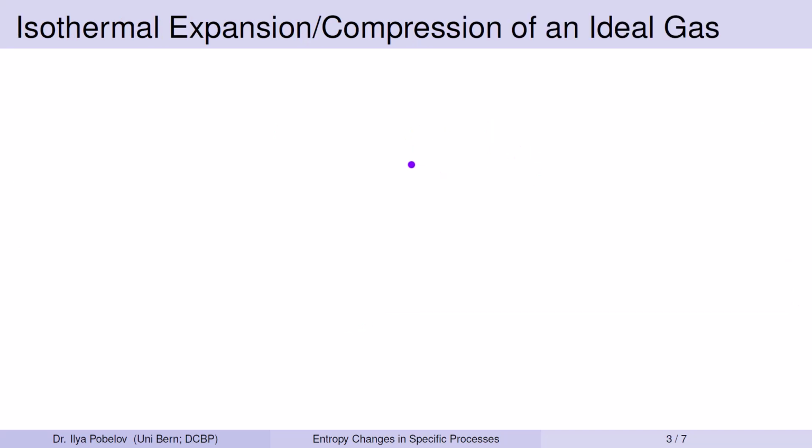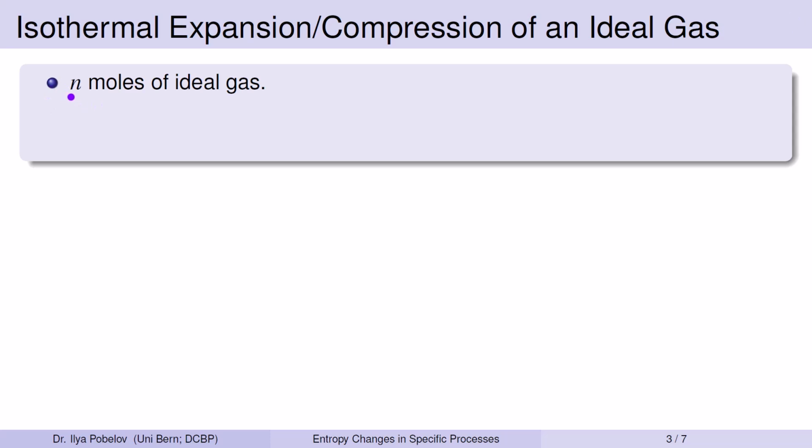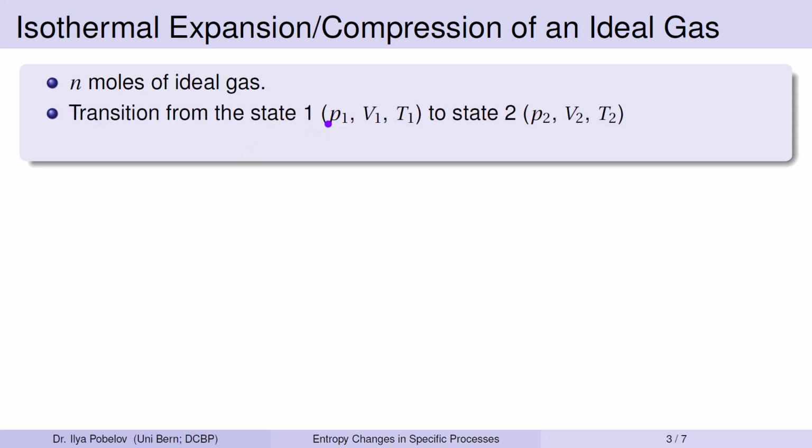Now let's look at another typical state change, an isothermal expansion or compression of an ideal gas. As a system, we consider n moles of ideal gas. Its state 1 is characterized by pressure P1, volume V1, and temperature T1. State 2 is defined by P2, V2, T2. The state change is isothermal, meaning that T1 is equal to T2. We denote both temperatures as T.